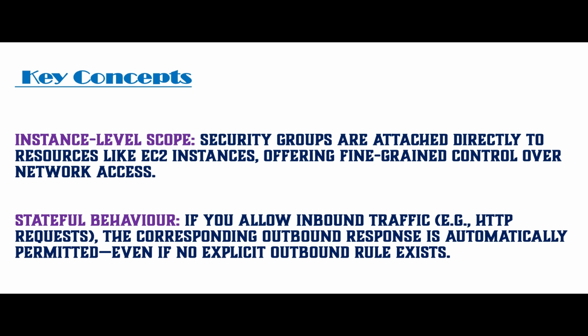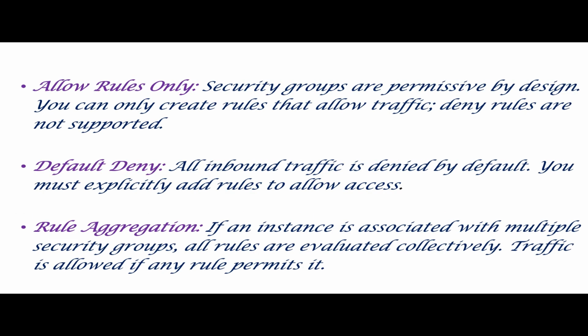Key concepts. Instance-level scope. Security groups are attached directly to resources like EC2 instances, offering fine-grained control over network access. Stateful behavior. If you allow inbound traffic, like HTTP requests, the corresponding outbound response is automatically permitted, even if no explicit outbound rule exists.